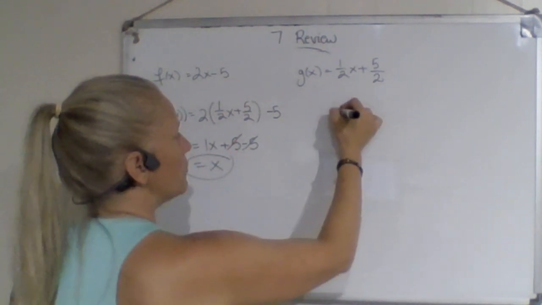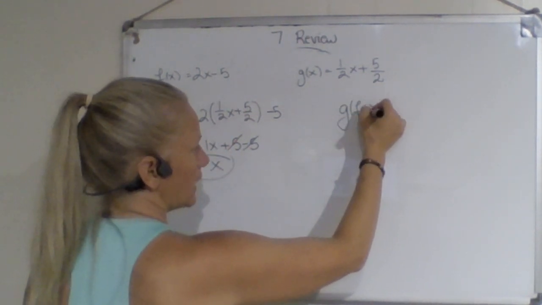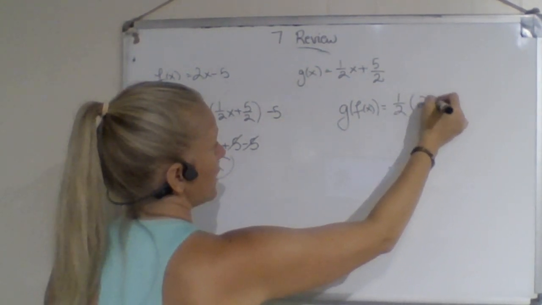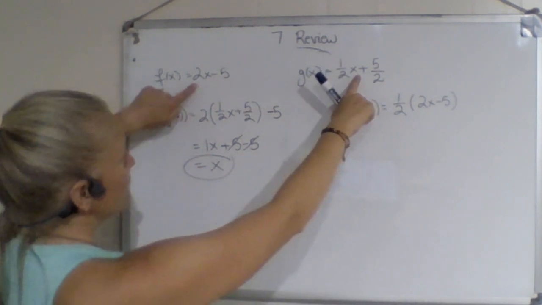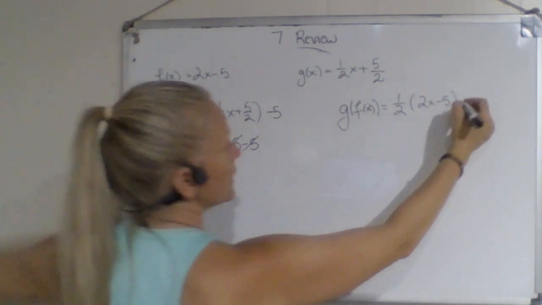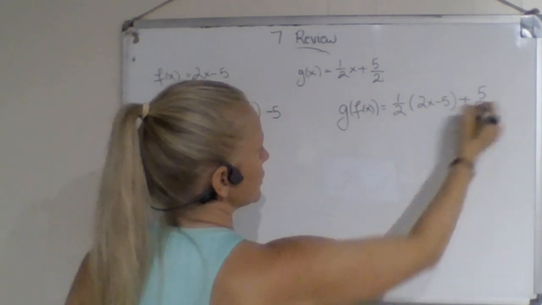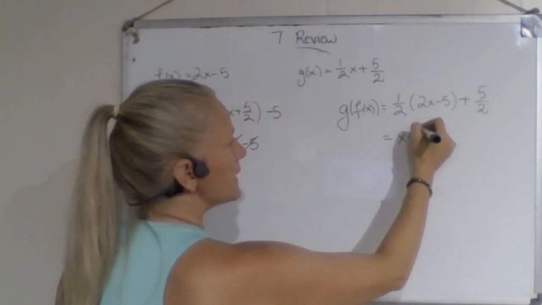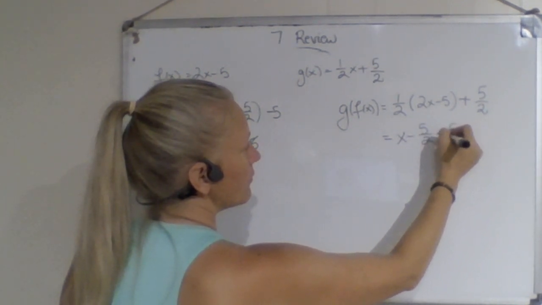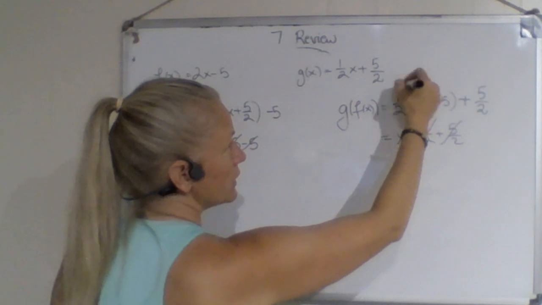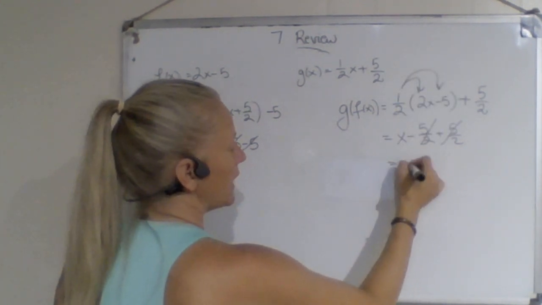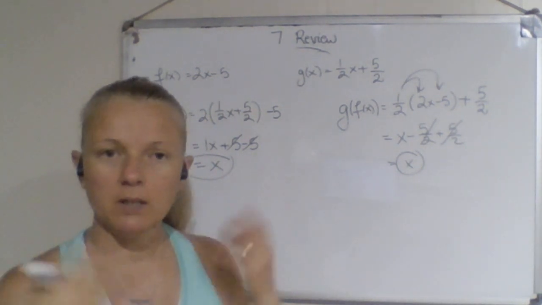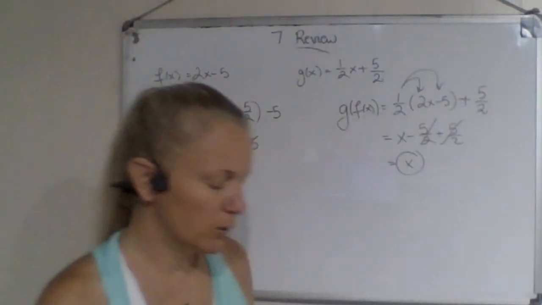Let's see the opposite. What if I do g of f of x, to see are they inverses or not? 1 over 2, parenthesis, 2x minus 5. Instead of x, I'm now using f of x because I'm doing the opposite composition, plus 5 over 2. We're going to do the distribution. 1/2 times 2, 1. I end up with x minus 5 over 2 plus 5 over 2. This is just your distribution, guys, right? I end up with x. Yes, the two functions are inverses of each other. Why? Because when we compose them, they both equaled x.